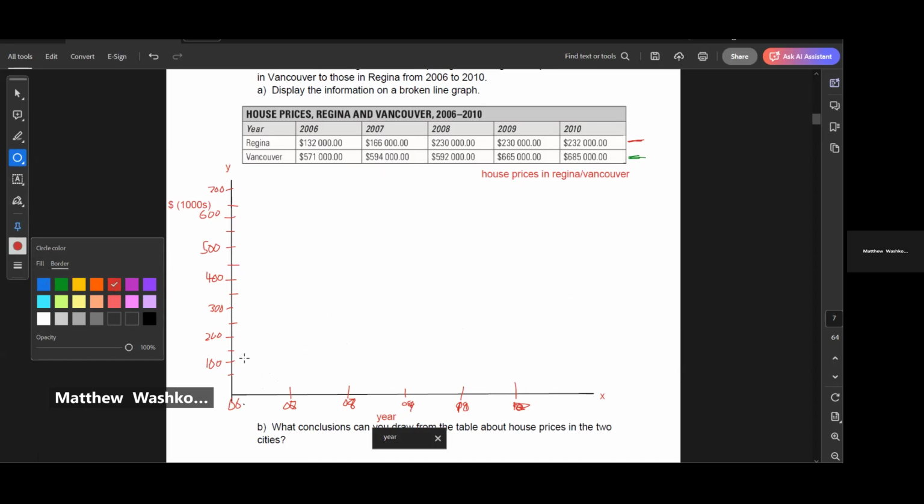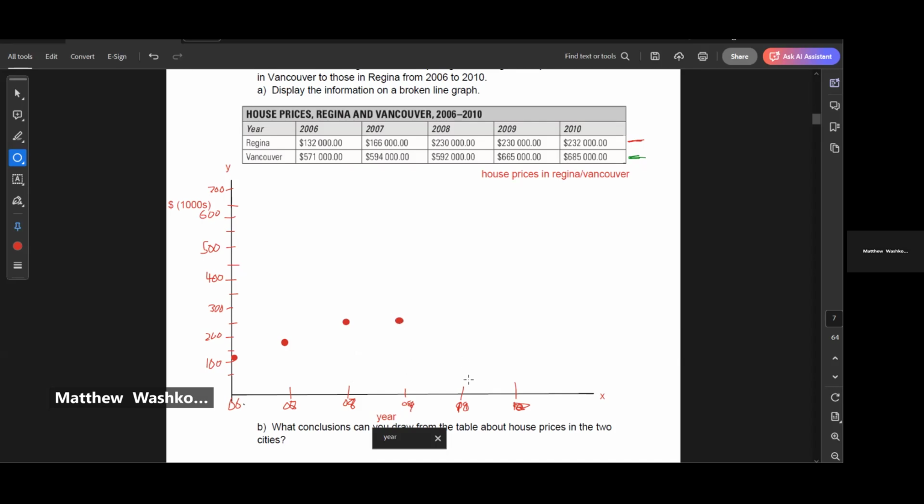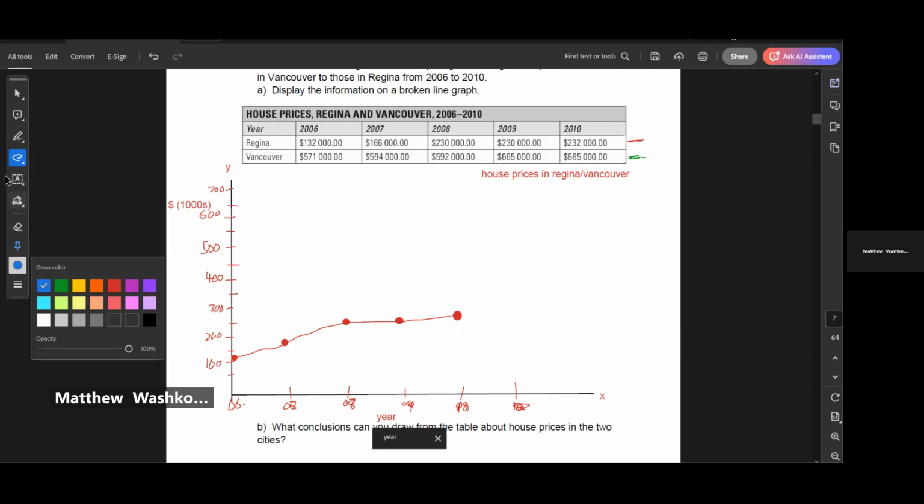So let's start out here. In 2006, the average Regina house was 132,000, something like there. In 2007, it was 166. Again, I'm just guesstimating. Then in 2008, it was 230,000, about right here. In 2009, it was 230,000 again, exact same. In 2010, it was 232,000, so about the same, right? So you just connect your dots, connect the dots, connect the dots, connect the dots. Cool.